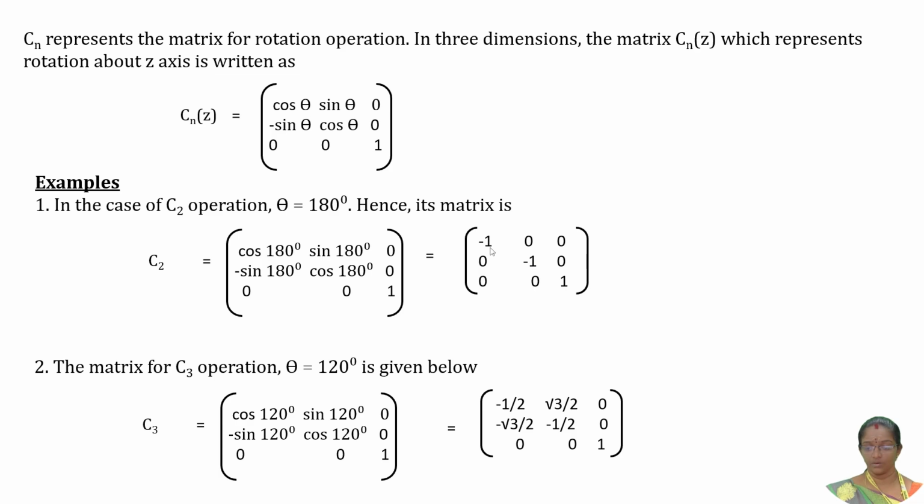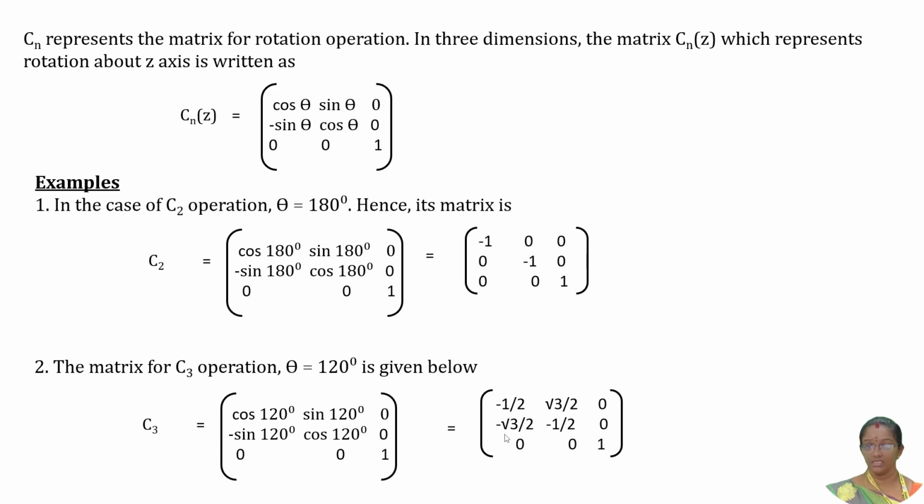And if we consider theta equal to 120, the order will be 3. For the C3 operation, we can get the matrix representation in this form: cos 120, sin 120, 0, minus sin 120, cos 120, 0, 0, 0, 1. Cos 120 degrees is minus 1 by 2 and sin 120 degrees is root 3 by 2. If we substitute these two values in this matrix, we will get minus 1 by 2, root 3 by 2, 0, minus root 3 by 2, minus 1 by 2, 0, 0, 0, 1 as the matrix for the C3 operation.